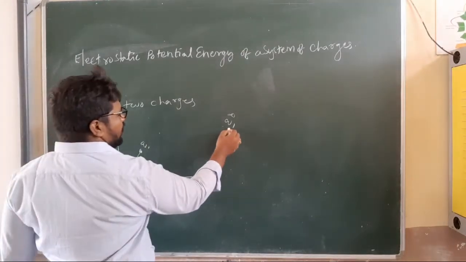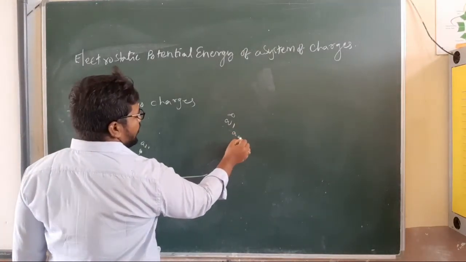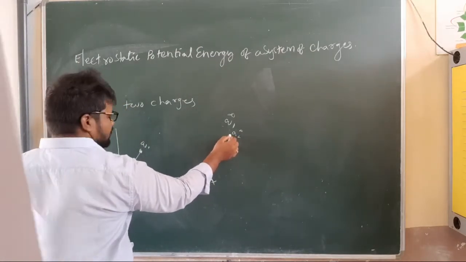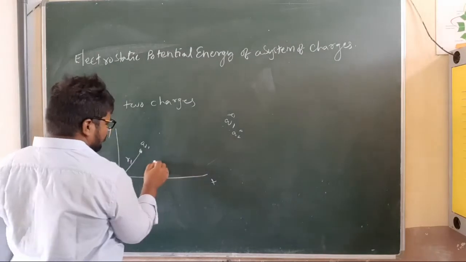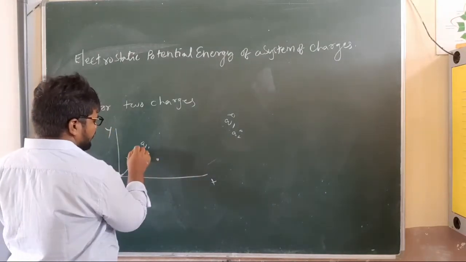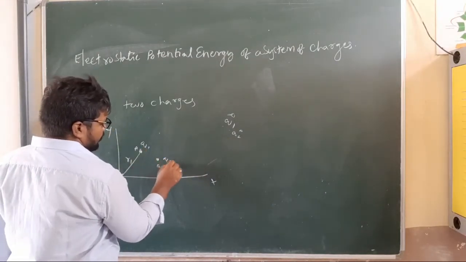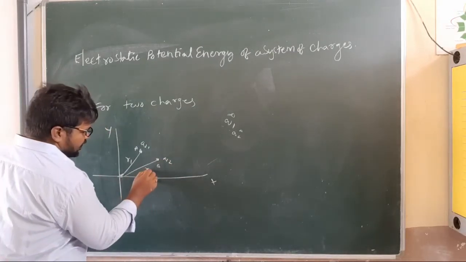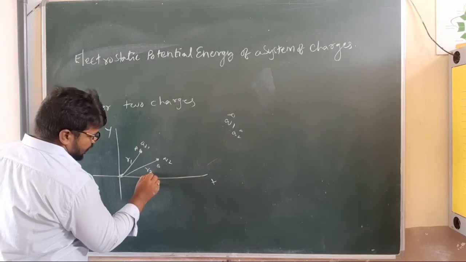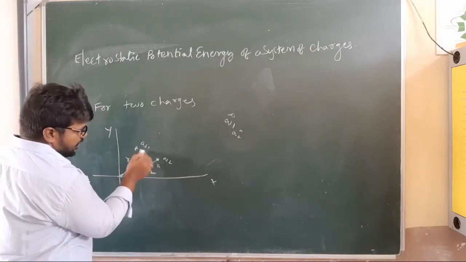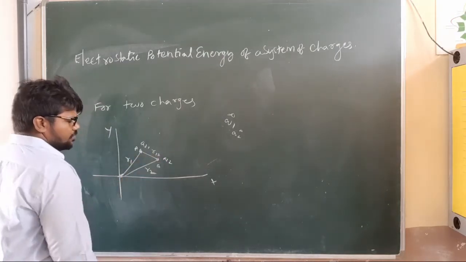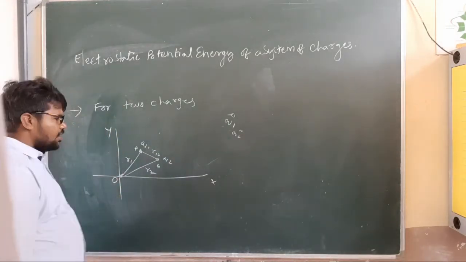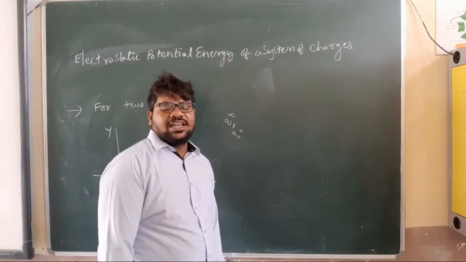And one more thing. Next, the q2 charge from infinity: we take the work done in bringing a test charge from infinity to another point B. That is q2. The distance of B from the origin is r2, and the distance between A and B is r12. Here we have to find the electrostatic potential energy.